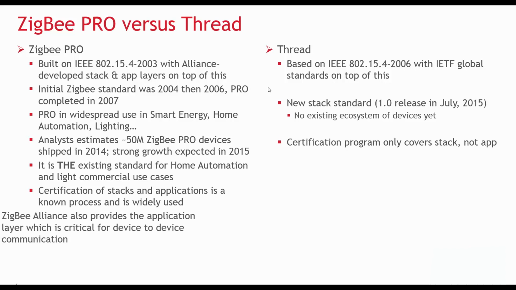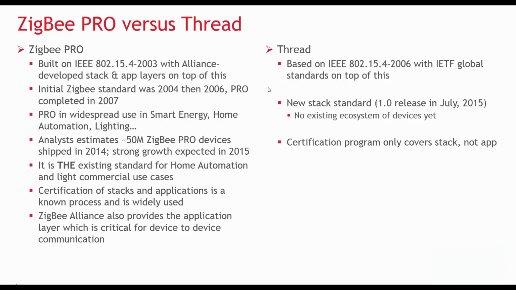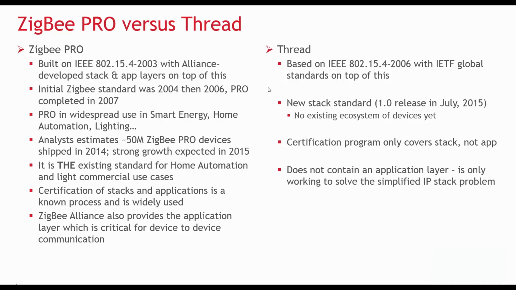ZigBee Pro's ZCL application layer is based on years of continued development and input from many product manufacturers across several countries and target markets. Its proven success in the home and smart grid offer a high degree of confidence for devices working together, and the vast majority of ZigBee-based devices leverage the ZigBee cluster library for their application design. Meanwhile, Thread doesn't prescribe any particular application layer.